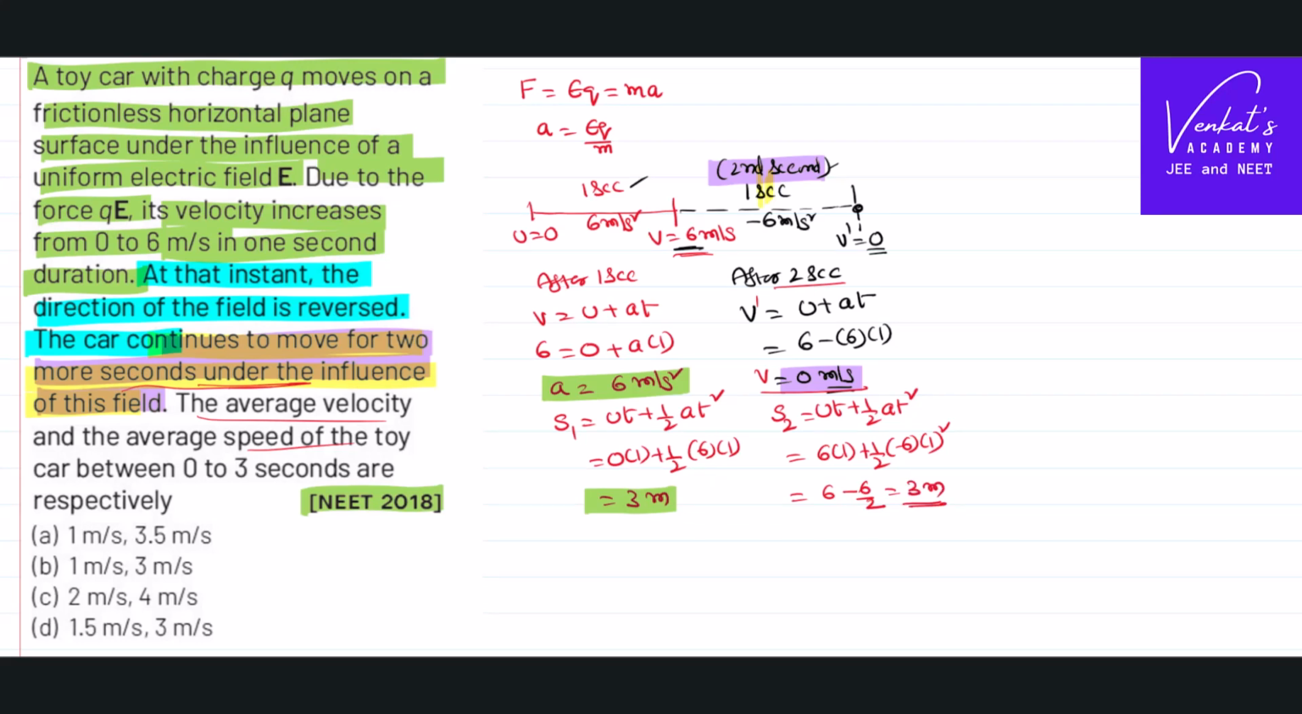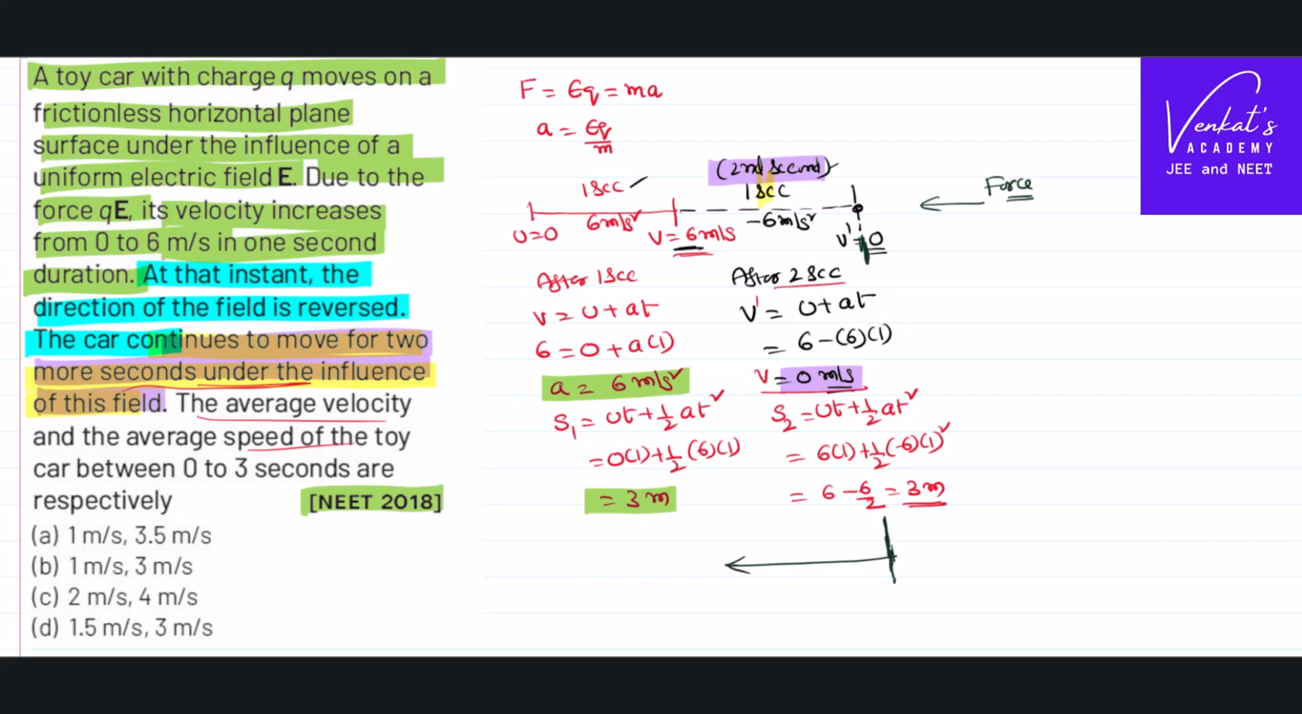So in the second second, it has covered another distance of 3 meters. Now the velocity became 0, still there is a force acting in reverse, in the opposite way. The force is acting in reverse because the electric field is reversed. Now it can't move forward further, rather in the third second, I'll draw here, it starts moving in the backward direction.